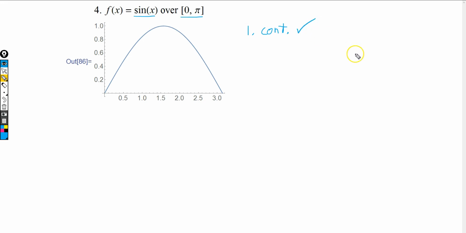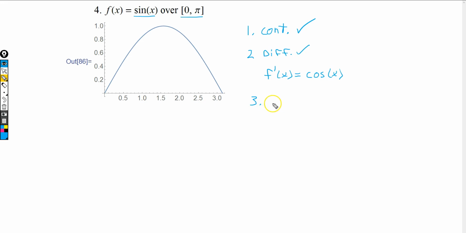The function is continuous. Is it differentiable over the interval from 0 to pi with open parentheses? Well, yes, because f prime of x equals the cosine of x, and this exists over 0 to pi. It's defined everywhere, in fact. So, yes, it is differentiable.